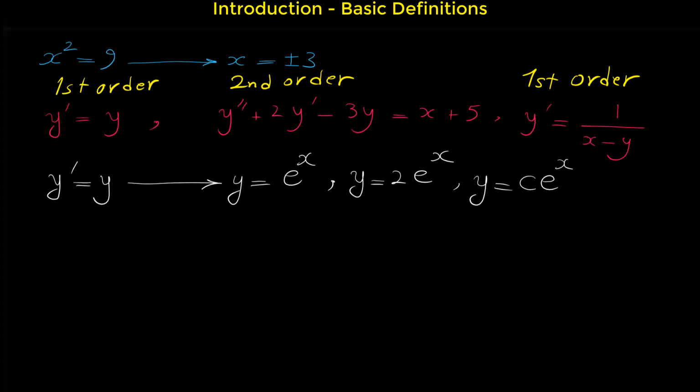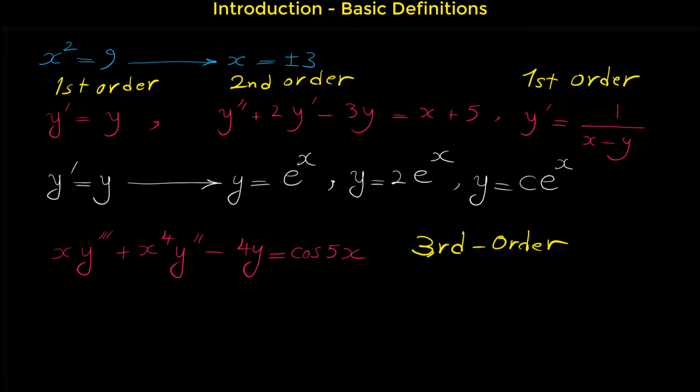Now look at this differential equation: x y triple prime plus x to the 4th y double prime minus 4y equals cosine of 5x. What is the order of this differential equation? This equation is a third order differential equation because y triple prime is the highest order of derivative that appears in this differential equation.